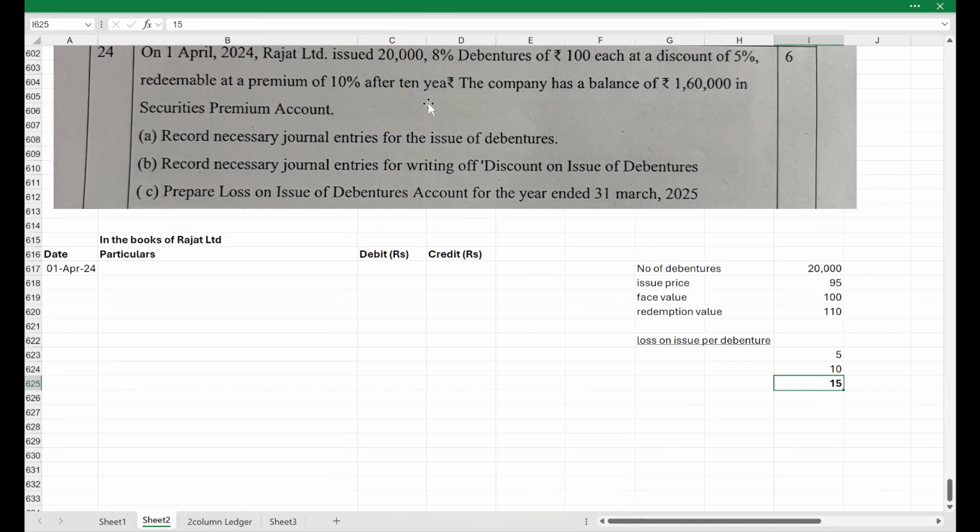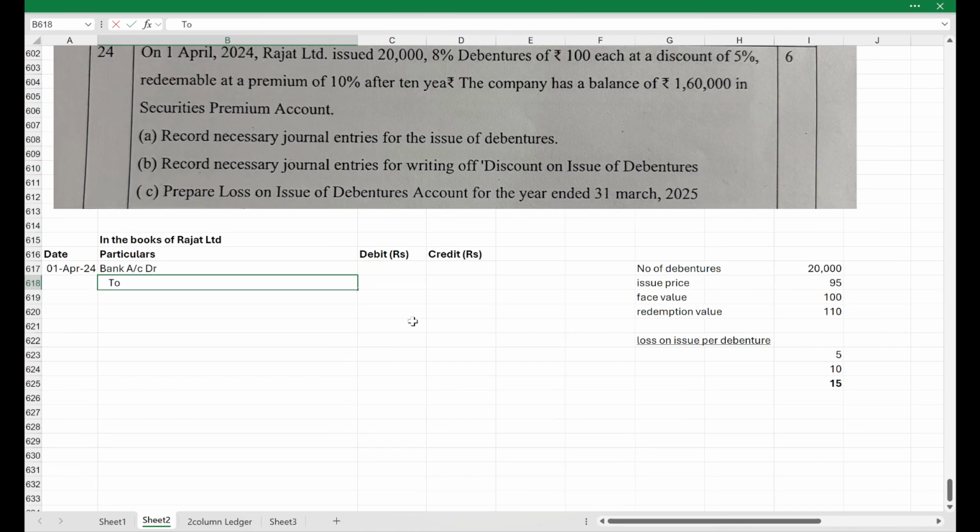And again, before we go to the solution, just explaining, you completely have to ignore the fact of 10 years. It doesn't matter whether they are going to redeem it after 10 years or 7 years. You just have to write off the entire redemption premium loss now itself. Okay, so let us get on with the first requirement.